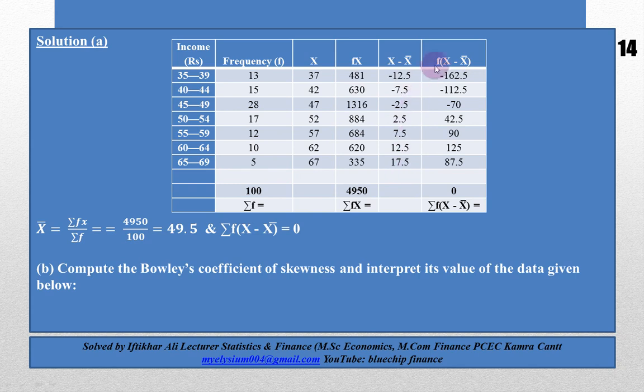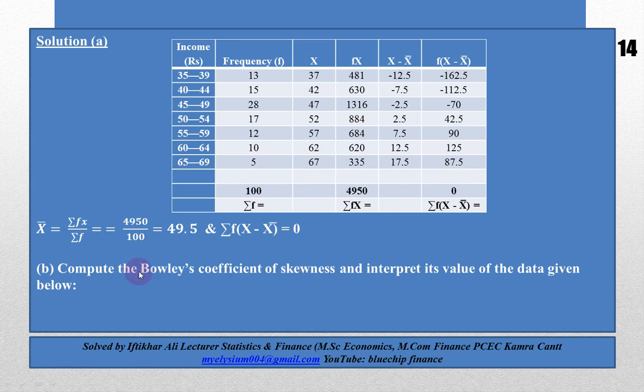And for f multiplied by x minus x bar, we simply multiply x minus x bar with the respective f, and we get minus 12.5 multiplied by 13 equals minus 162.5, minus 7.5 multiplied by 15 equals minus 112.5 and so on. And after taking the sum, you can notice that the sum of f times x minus x bar equals 0.